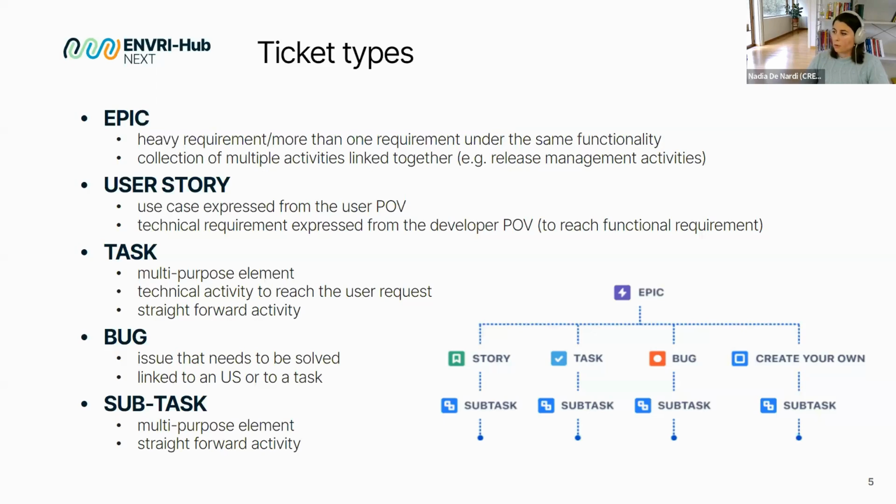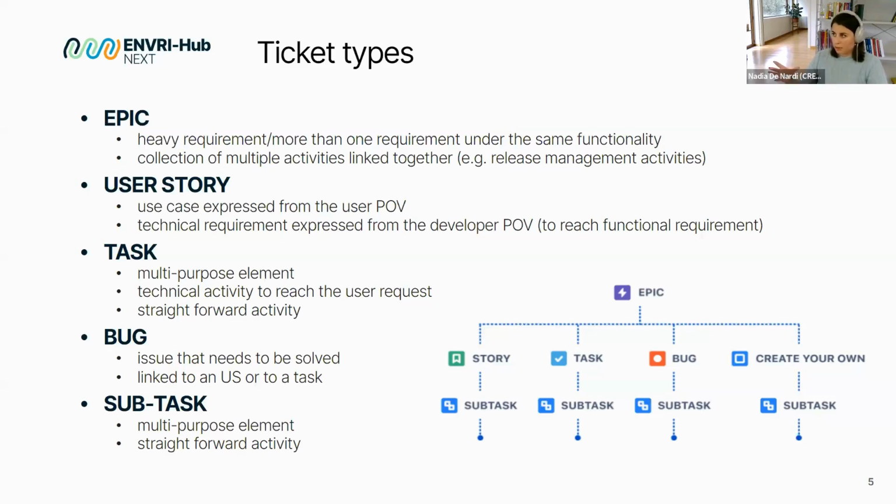We start with the epic. The epic is like a box that can contain all the other tickets. So we can link all the other tickets to the epic, and the epic represents either a heavy requirement, or more than one requirement that is linked together under the same functionality. Or otherwise, it can also represent a collection of multiple activities linked together.